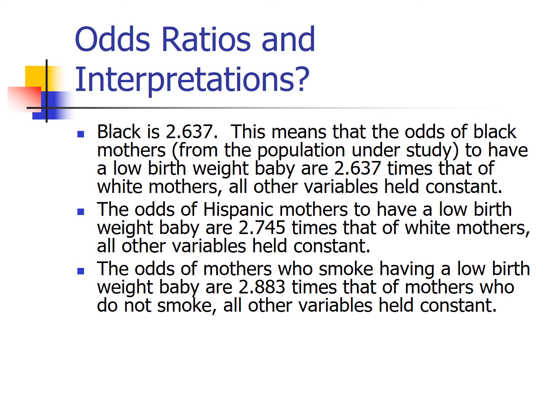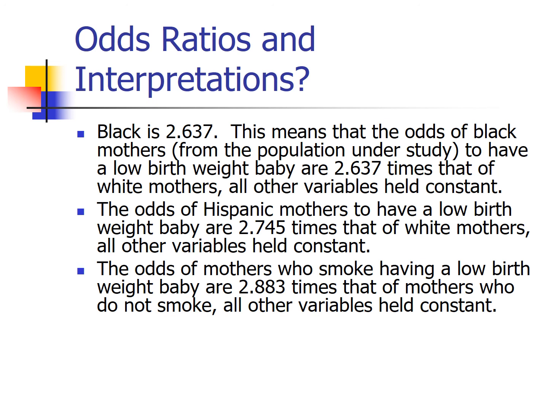We saw the odds ratios. We could talk briefly about their interpretations, right? So the odds ratio for black to white was 2.637. So what does that mean? It means the odds of black mothers from this population under study to have a low birth weight baby are 2.637 times that of white mothers. All other variables held constant, right? So assuming that they're both smokers or both non-smokers.